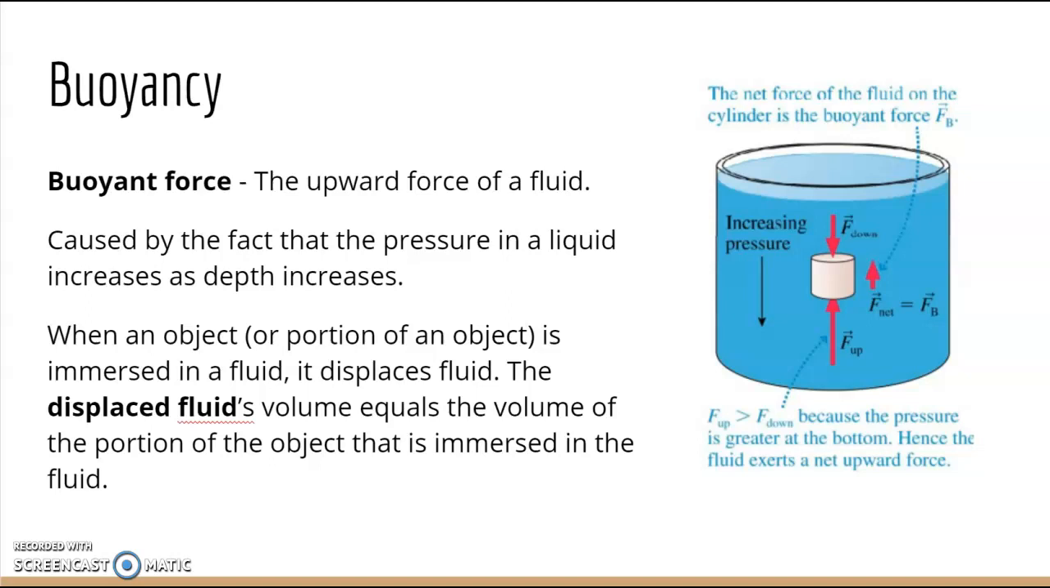So the buoyant force is the upward force due to a fluid. So why does this happen? Well, we know from hydrostatics that as you go further down in a fluid, the larger the pressure becomes. So let's say we have some sort of cylinder in here, in a liquid fluid, let's say water. If we're comparing the pressures, we've got the pressure at the top of the cylinder and the pressure at the bottom of the cylinder, where the pressure is greater at the bottom.